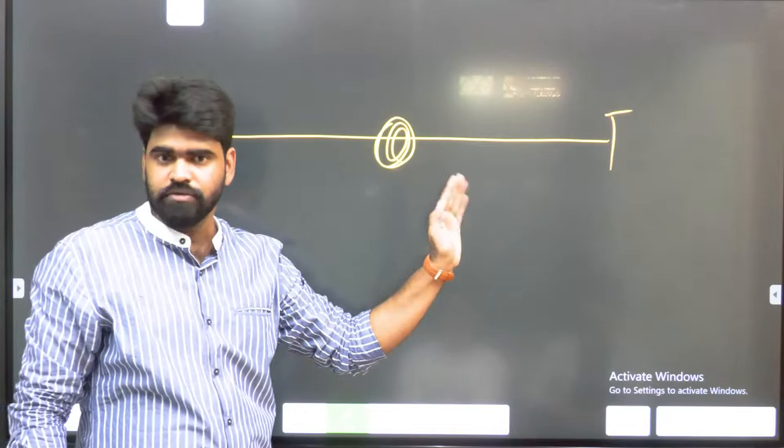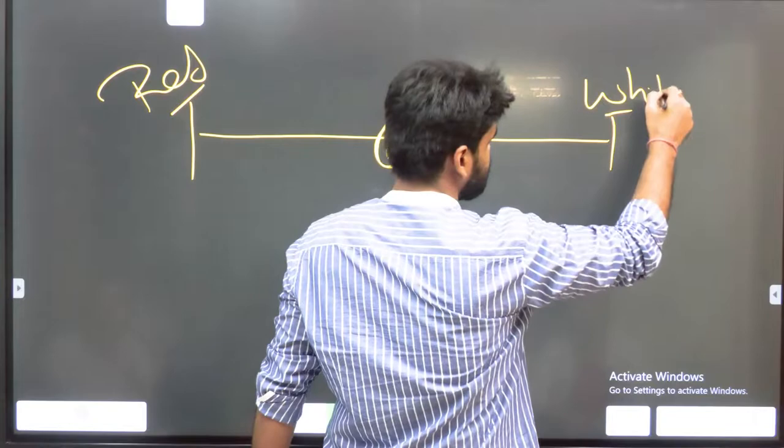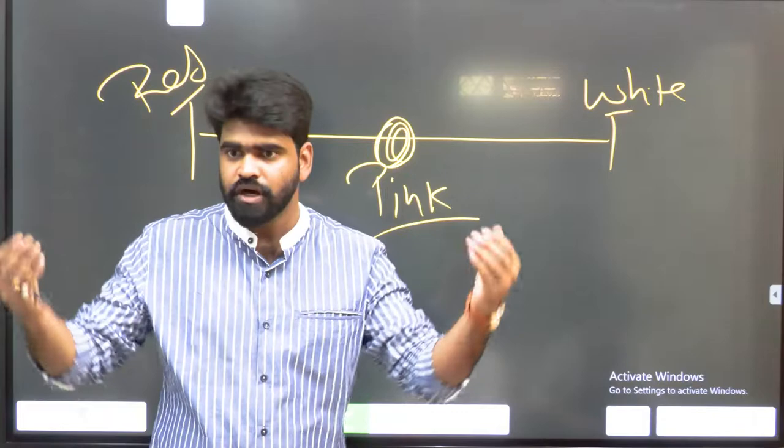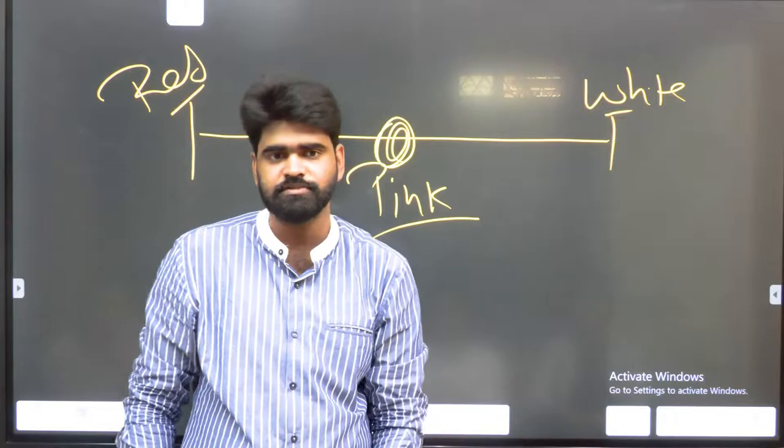Yes or no? So if you are taking red and white, what is here? Pink. Yes or no? Pakka na? And I told what it is. Pink means not a mixture of red and white. It means half the amount of gene is getting expressed. Partial expression. Exactly. So this is like this only, right or wrong?